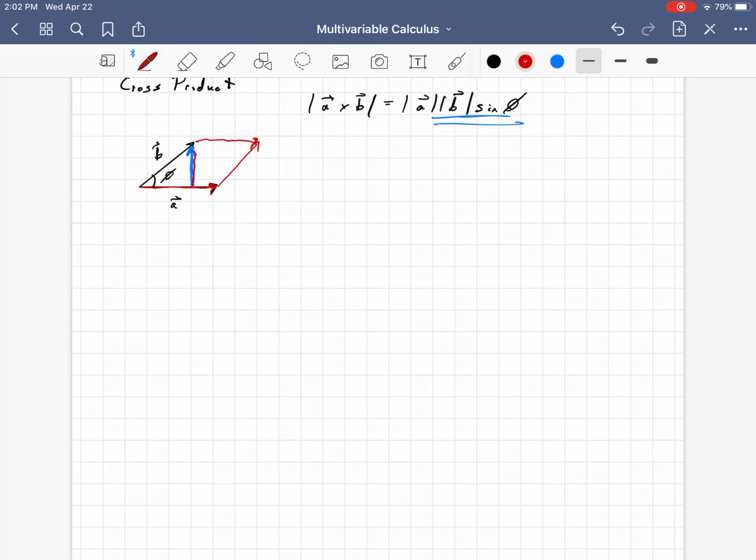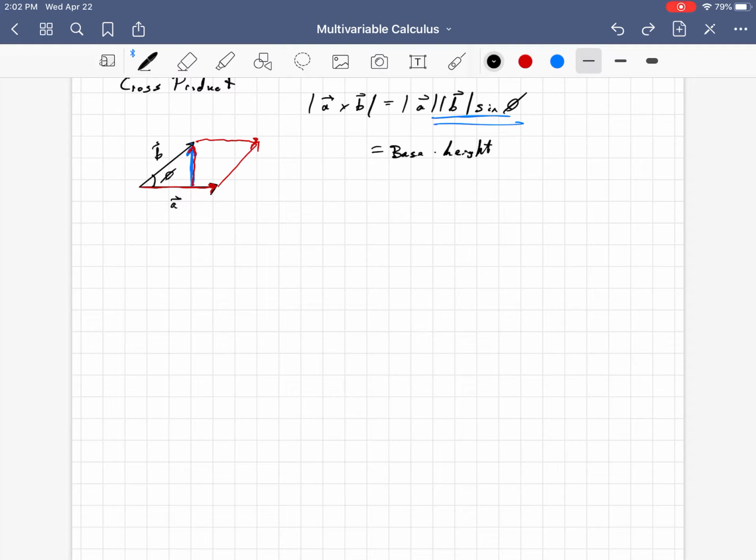So if I were to take this number here, it's a scalar, B sine phi, and I were to multiply it by the magnitude of vector A, well, look at it. Vector A is literally just the base of this parallelogram, and B sine phi is just the height of this parallelogram. So the cross product magnitude is literally just base times height. That's all it is. And so it gives us the area of this parallelogram.